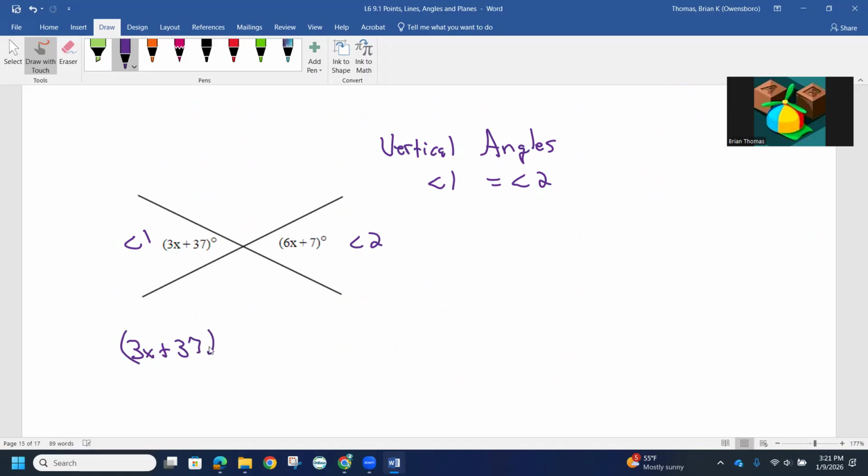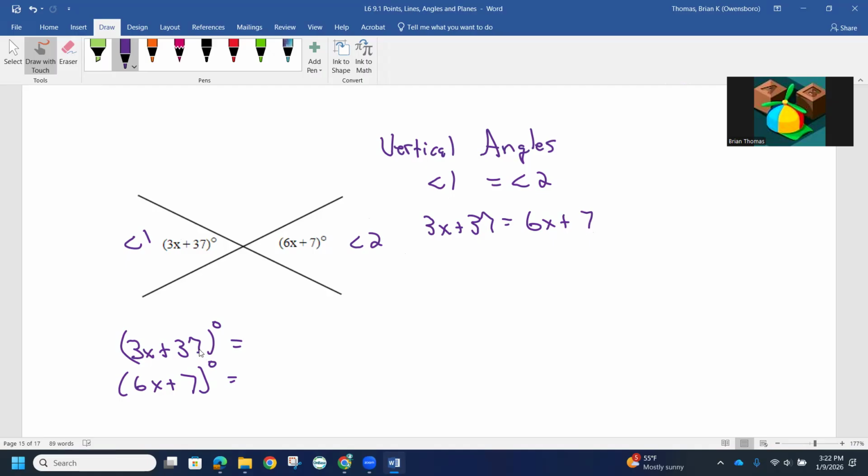So that represents angle 1. And this 6x plus 7 represents our angle 2. But notice though, since they're equal, I can replace angle 1 with the 3x plus 37, and I'm going to leave off the degrees and just keep the math in there. So 3x plus 37 must equal this 6x plus 7.